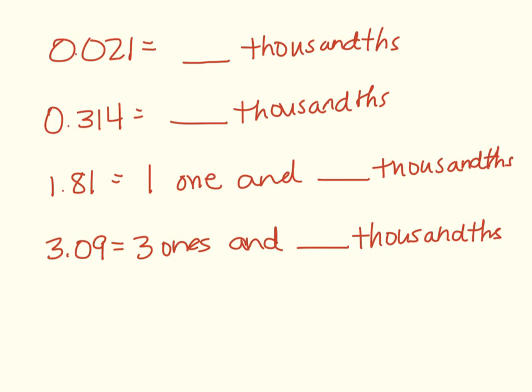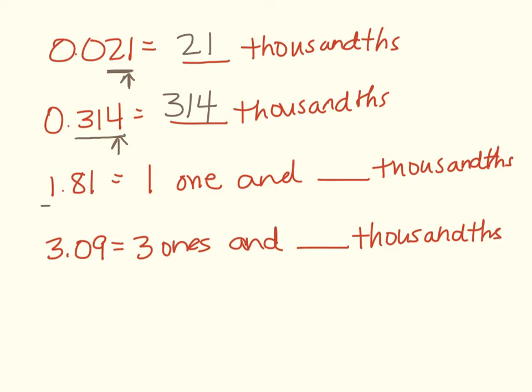Pause the video and see if you can fill in these blanks. In the first one, how many thousandths is this? Well, to say this number, I read this as a normal number, 21, and I say the last place it's in, so this is 21 thousandths. On the second one, I say this number, 314. I say the last place it's in, thousandths, so this is 314 thousandths.